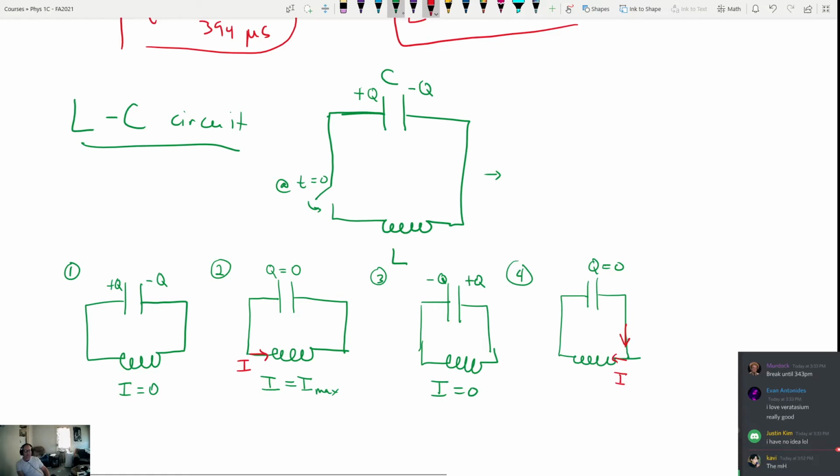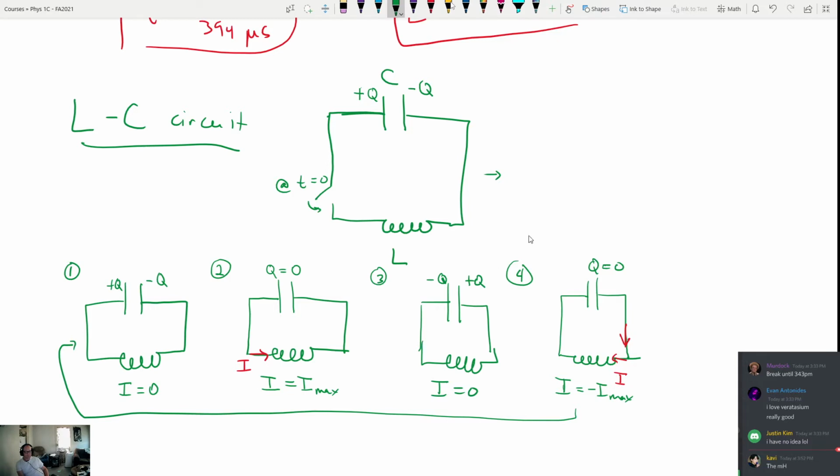And again, we'll say that that current is the maximum current, but now it's going to be negative Imax. So if we called this current positive, this current is now going to be negative. And then what's going to happen next? Well, the current is going to flow in this direction until it charges up this guy. And we repeat the whole process over again. So we refer to this as oscillations in an LC circuit. And we're going to try to figure out how long this takes.